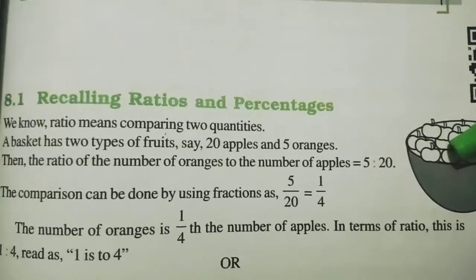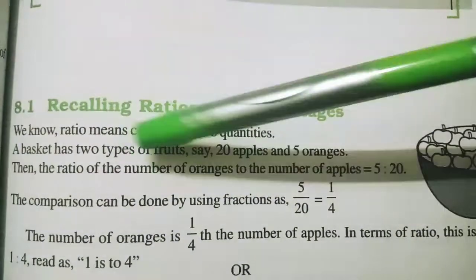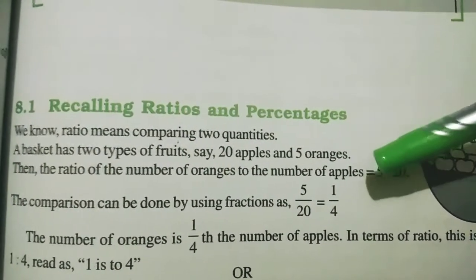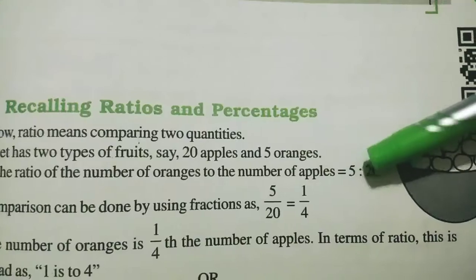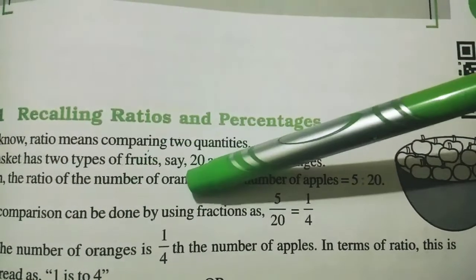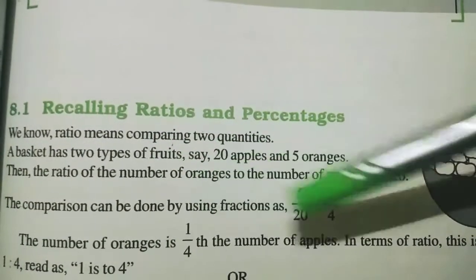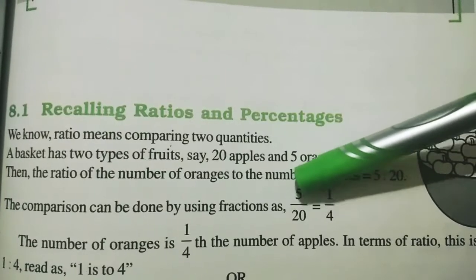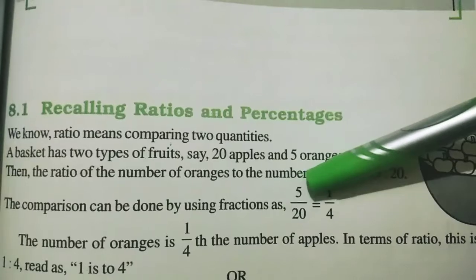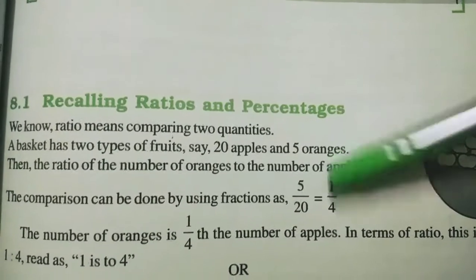Suppose here is a basket full of fruits, 20 apples and 5 oranges are there. If you say the ratio of the number of oranges to the number of apples, what is it? It is 5:20. This colon is read as "is to". This ratio can be written in the form of a fraction, 5/20. You have to simplify it: 5 ones are 5 and 5 fours are 20. So the simplest form of the ratio is 1/4.